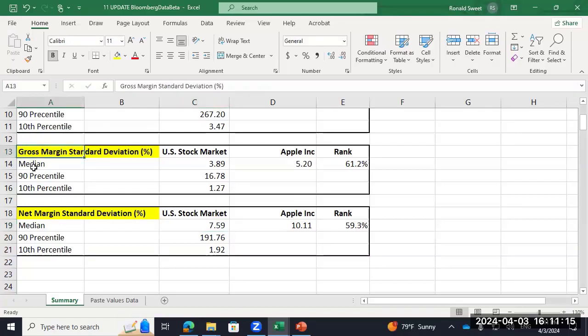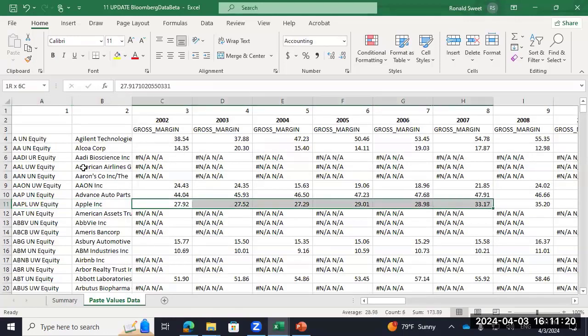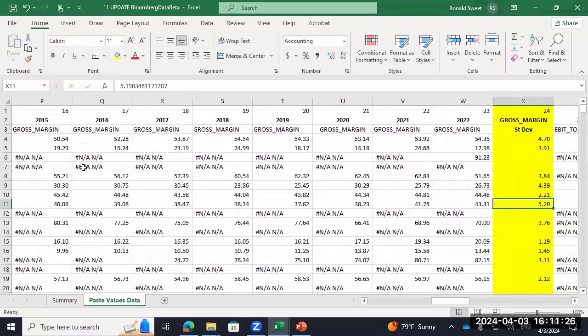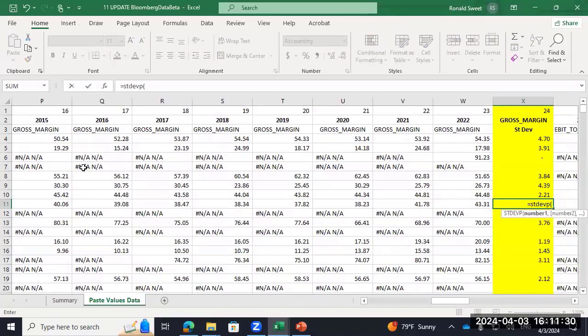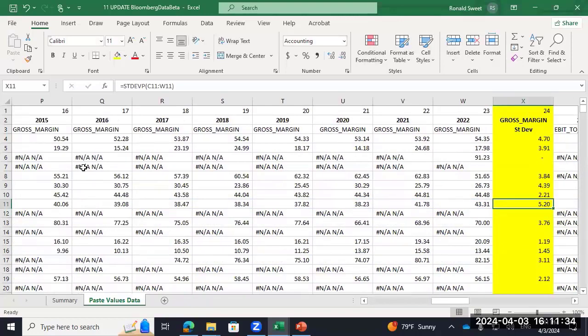This is the standard deviation of their gross margin. So here's their gross margin over here. All I did is, I just did equal STDEVP of their gross margin. It's just the standard deviation of their gross margin. Higher to me implies more operating leverage, lower implies less operating leverage.